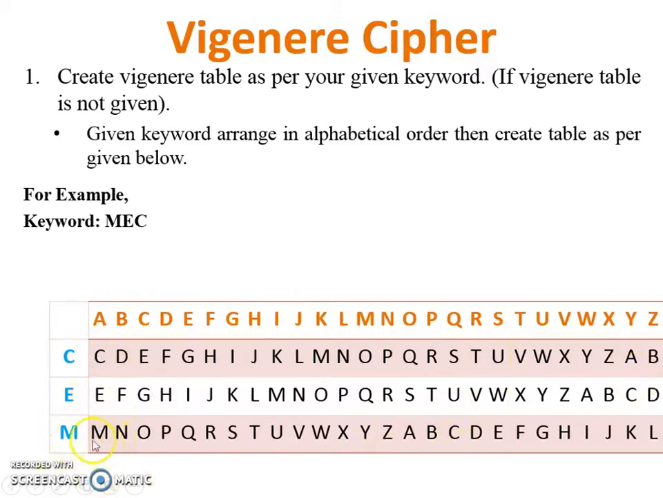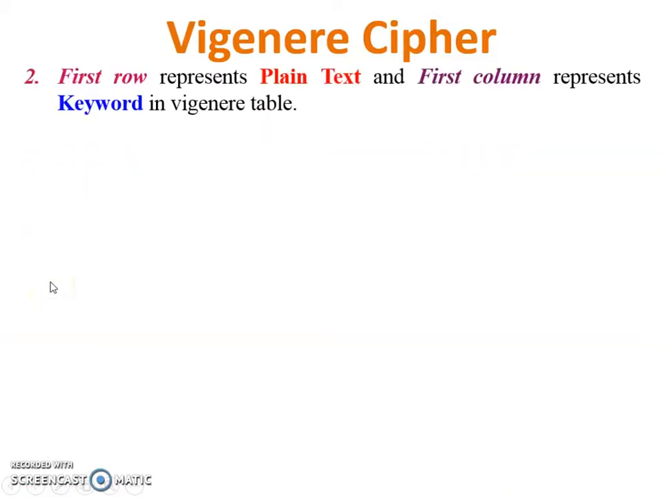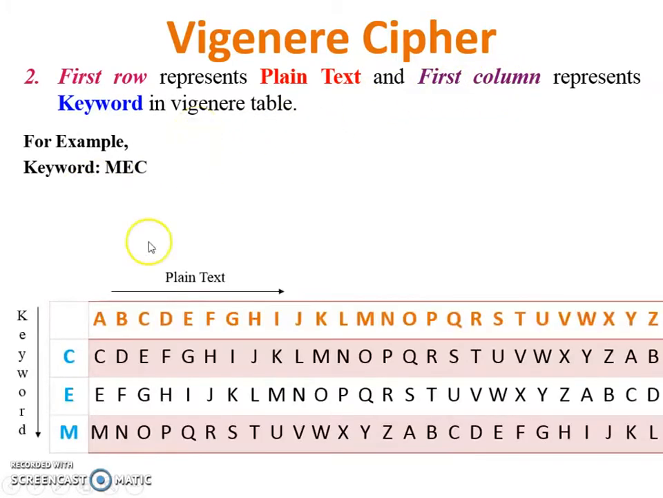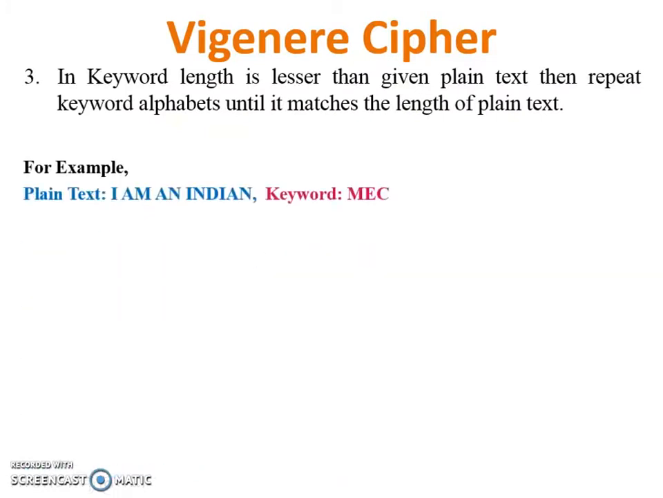So this is the table CEM. You can write the first row as C, the second row as E and the third row as M. In the C row, you write A to Z letters starting from C and ending at B, then in the E row, starting from E and ending at D, and in the M row, starting from M and ending at L. So you can easily create a Vigenere table with this method. The first row is considered plain text and the first column is considered the keyword. You can also use it vice versa. Now the first row represents plain text and the first column represents the keyword in the Vigenere table.